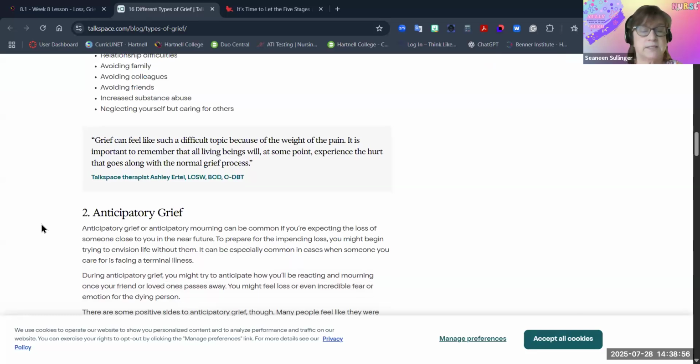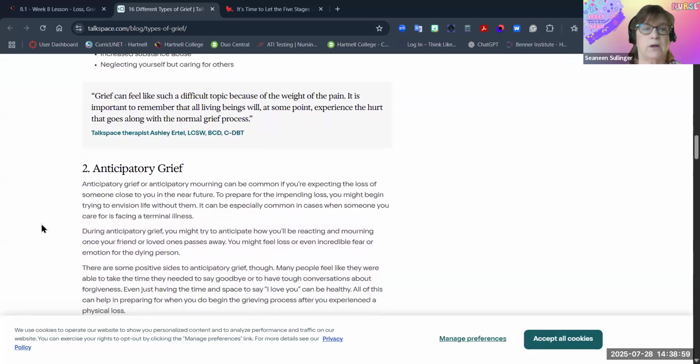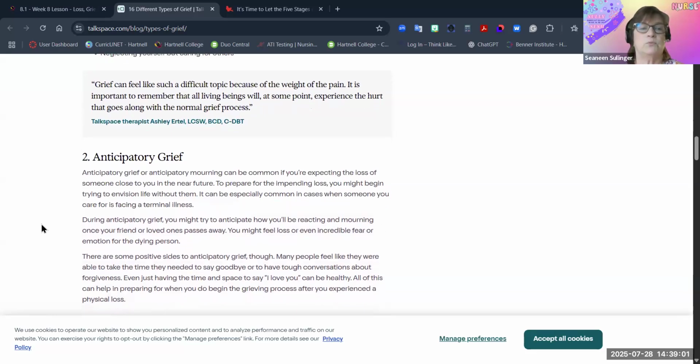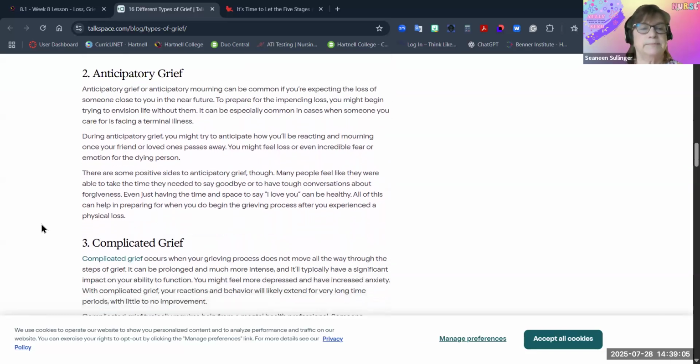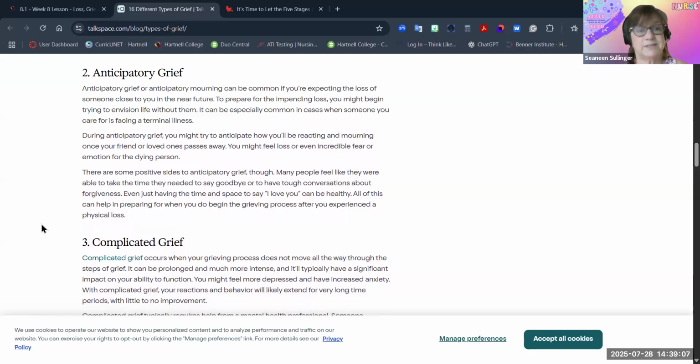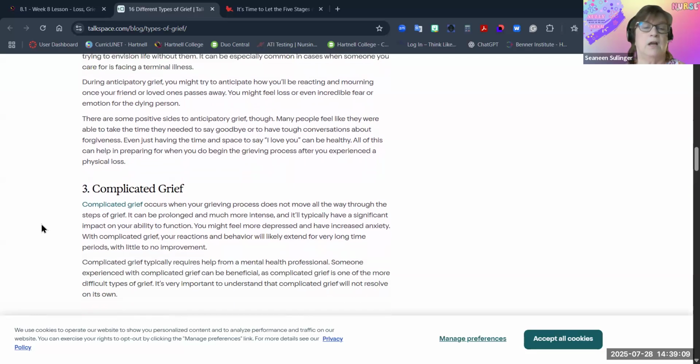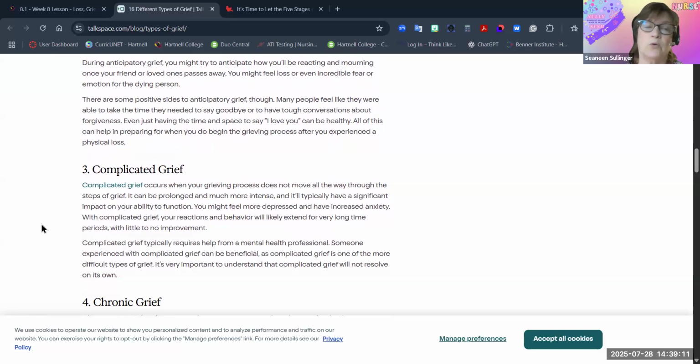It's a big deal. Anticipatory grief, we talked about. If you know that the death is coming soon, sometimes that's a good thing, sometimes it's not. Complicated grief, when the grieving process does not move all the way through the steps of grief. So it can be prolonged, it can be much more intense, and you don't function well. There's an inability to function if you have complicated grief.